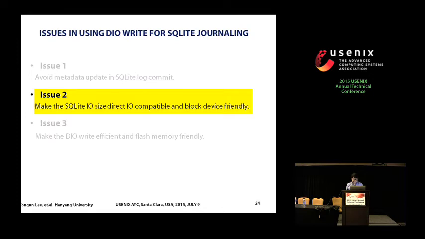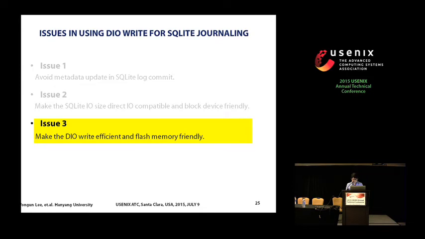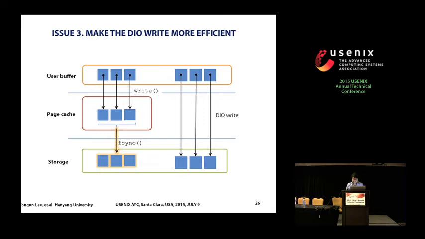Second issue, we are faced with making the SQLite I/O size direct I/O compatible and block device friendly. The final issue is to make direct I/O write more efficient and flash memory friendly. Each layer in the I/O stack, such as DBMS, file system, and block device layer, aggregates the I/Os in its own way to remove the I/O bottleneck. Otherwise, in SQLite, the individual row commit operations are separately issued to the storage device. We have to make direct I/O writing more efficient to reduce writing overhead.